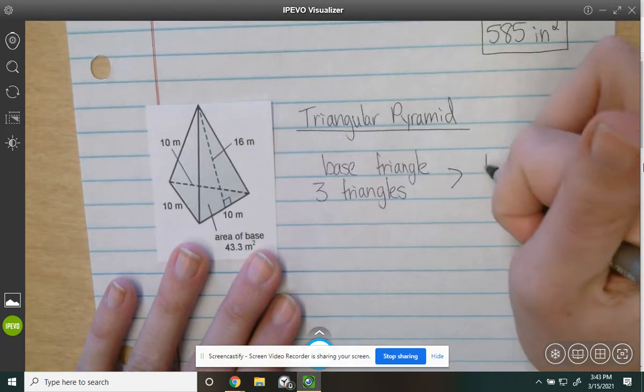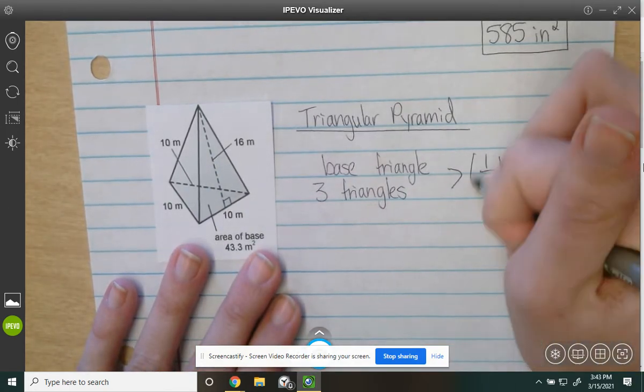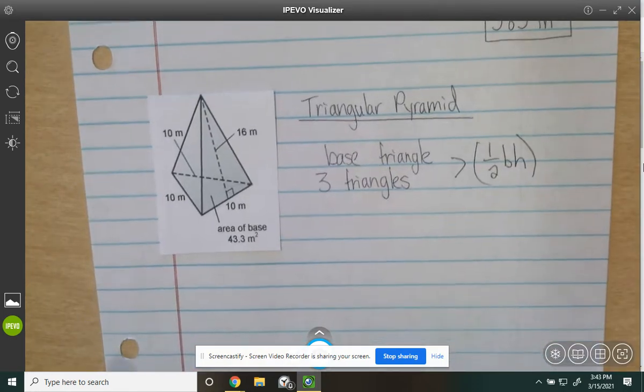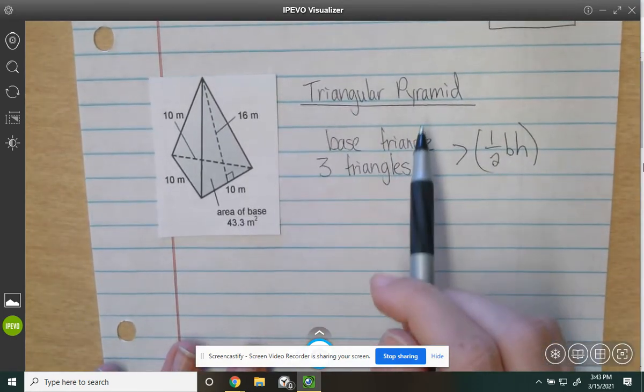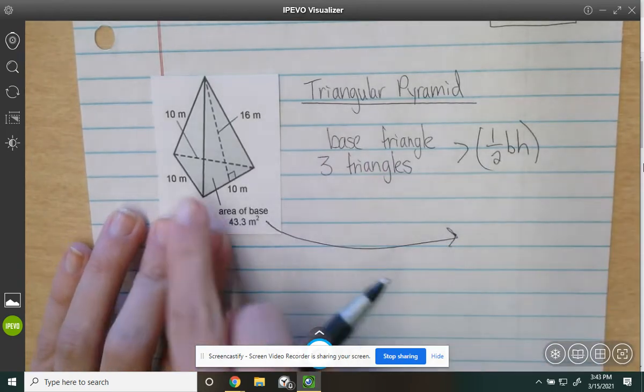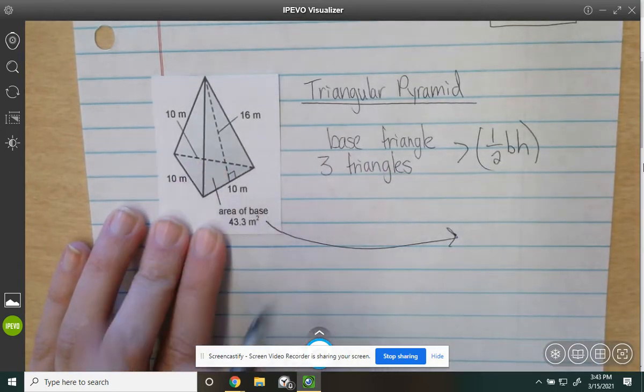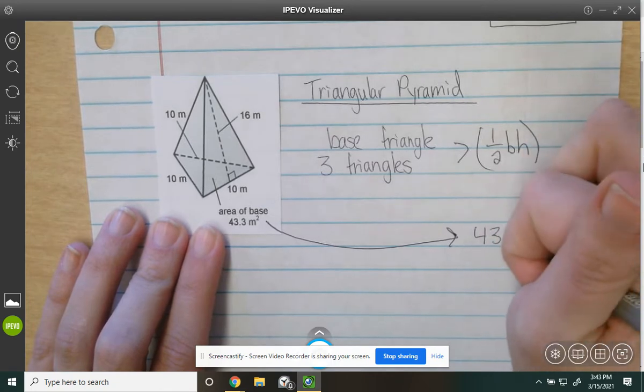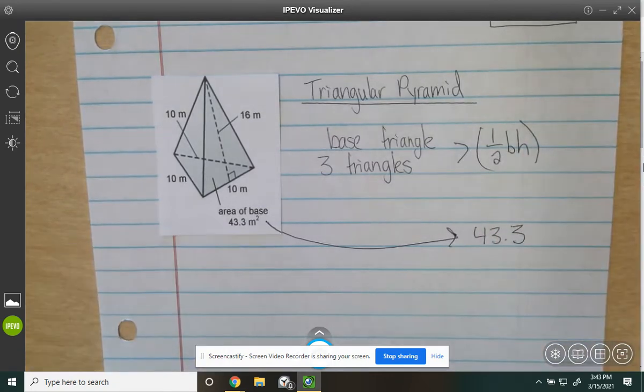So both of these, we're using this formula since we're dealing with triangles. Okay, on most of your triangular pyramids, it already tells you what the area of the base is. So I don't have to figure out what the area of the bottom of this is. It tells me it's 43.3. So I just have to remember to add that on to my 3 triangles.